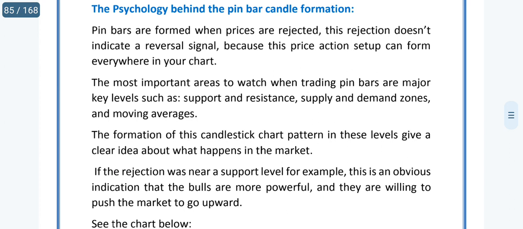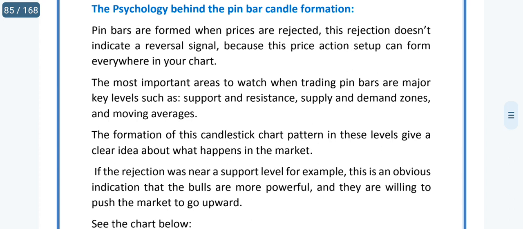Since penny bars represent price rejection, therefore when a penny bar forms in a downward trend, that penny bar becomes a bullish penny bar, calling for a buy signal. And when it forms in an uptrend, it becomes a bearish penny bar, calling for a sell signal. So the support and resistance levels are the major points where prices are rejected.